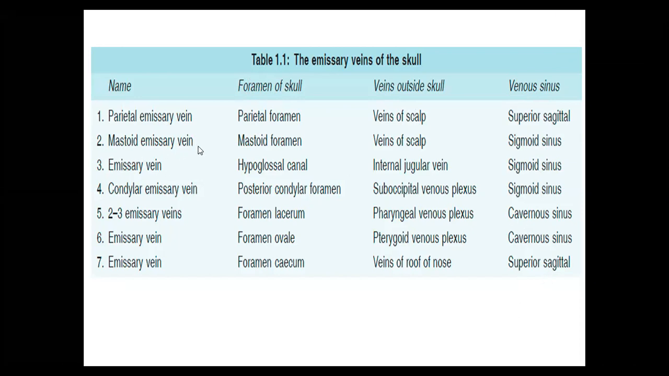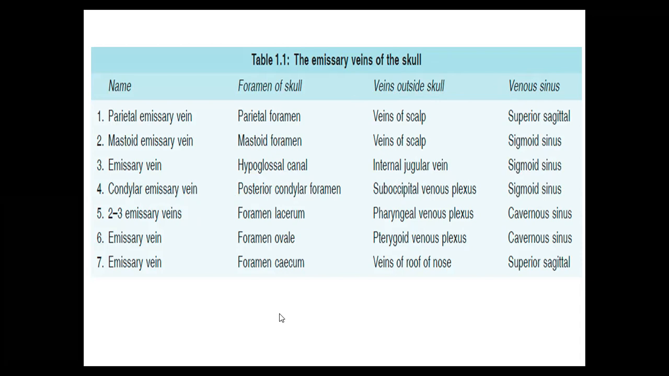Okay, so like mastoid emissary vein is passing through mastoid foramen, connecting the veins of the scalp to sigmoid sinus. Like that, there is also one emissary vein in the hypoglossal canal. Okay, hypoglossal canal we will discuss when we do norma basalis. So it is connecting the internal jugular vein outside the skull to the sigmoid sinus inside the brain. Like that, we have four more emissary veins, condylar emissary vein. Just read this. All these are actually connecting the veins outside the skull to veins inside the brain.